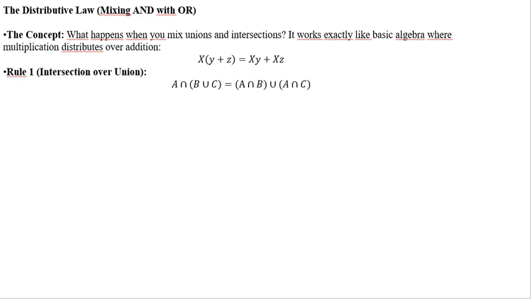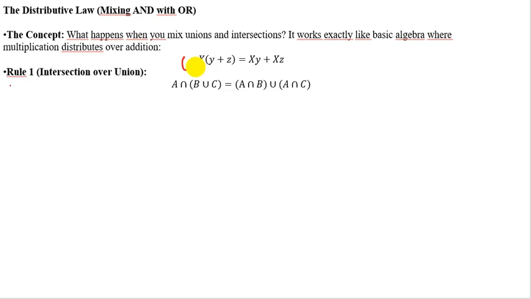Hi everyone, in this video we talk about the distributive law. The concept here is what happens when you mix union with intersection, and it works exactly like basic algebra where multiplication distributes over addition. So if we have x times (y plus z), we get x times y plus x times z. So that's what happens exactly.